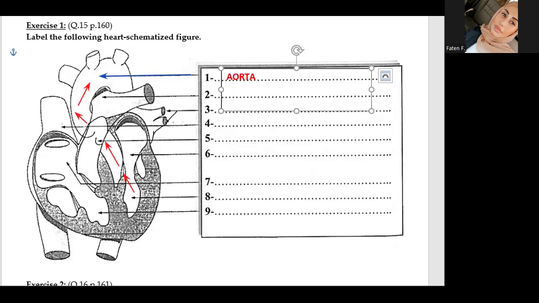Two, it's the other artery. It is connected to the right ventricle, so this is the pulmonary artery. The third one now.